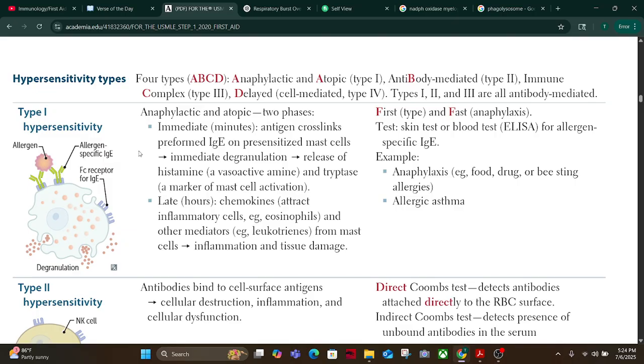So what does cell mediated mean? Th1. What is Th1? Increase in macrophages. So the one that has to do with macrophages, an increase in macrophages, that is the delayed type of hypersensitivity. Now, types 1, 2, and 3 are all antibody mediated. Type 4 is the only one that has to do with macrophages.